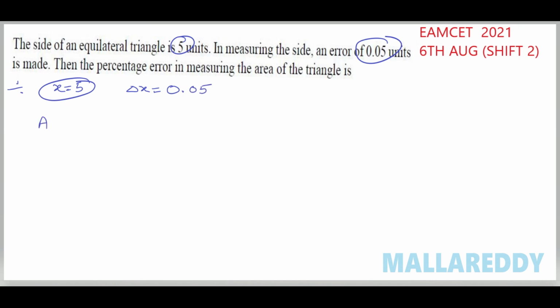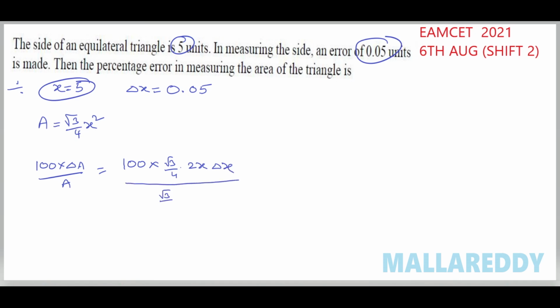Area of an equilateral triangle is equal to root 3 by 4 into x square. Now we find the percentage error in the area, that is 100 into delta A by A. So that is 100 into the derivative of root 3 by 4 x square, that is 2x into delta x, divided by the area, root 3 by 4 into x square.